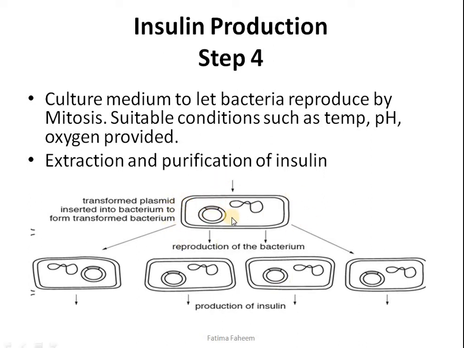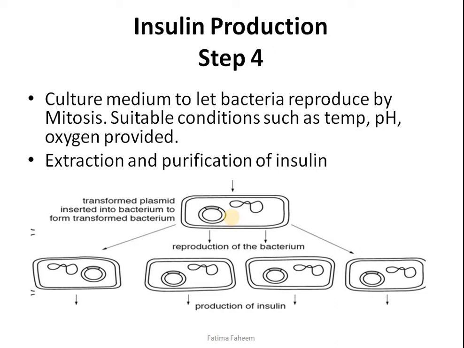This bacterium will now reproduce by binary fission, which is an example of mitosis. We already know that in mitosis, the parent cell produces an identical copy of itself. There is no genetic variation between the parent cell and the daughter cells. As you can see, the bacteria has reproduced, and as a result, it has produced multiple bacterial cells which are identical copies of the parent cell.